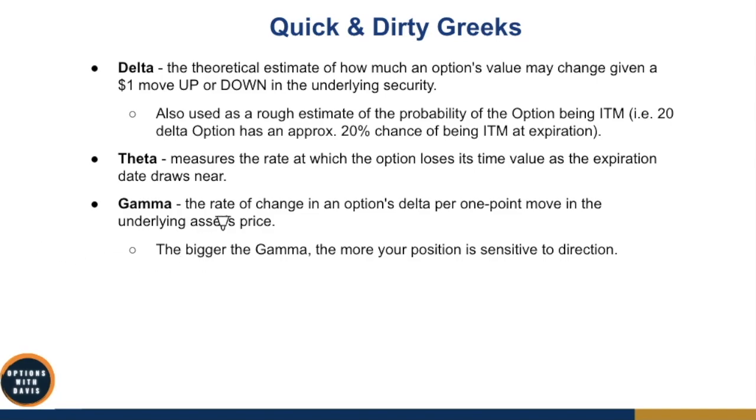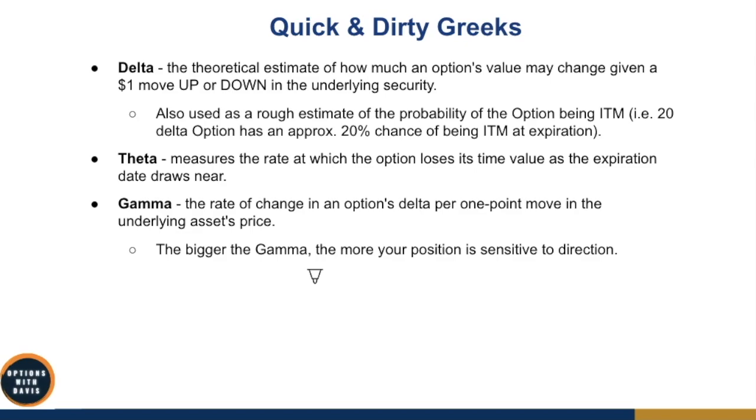So the definition of gamma is the rate of change in an option's delta per 1 point move in the underlying asset's price. So this is also what's commonly known as the delta's delta. Now, the important thing about gamma is that the bigger the gamma, the more your position is sensitive to direction. So if you are an option seller, as much as possible, we want to keep the gamma small, because if the gamma is too big, it can threaten any profits that you have already made on your trade.